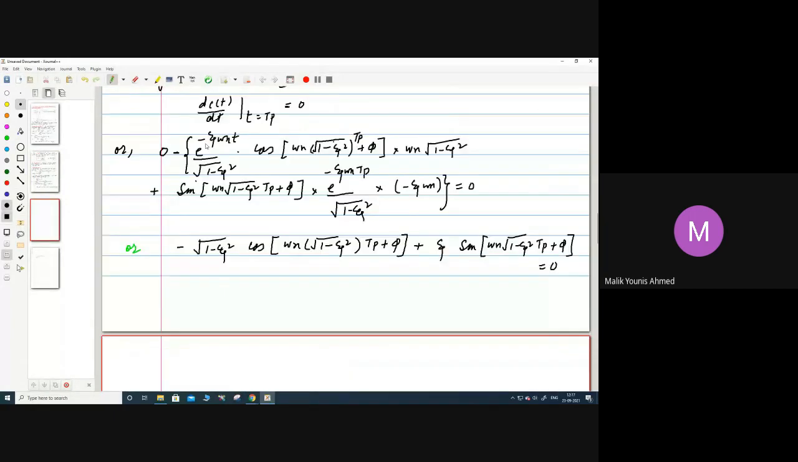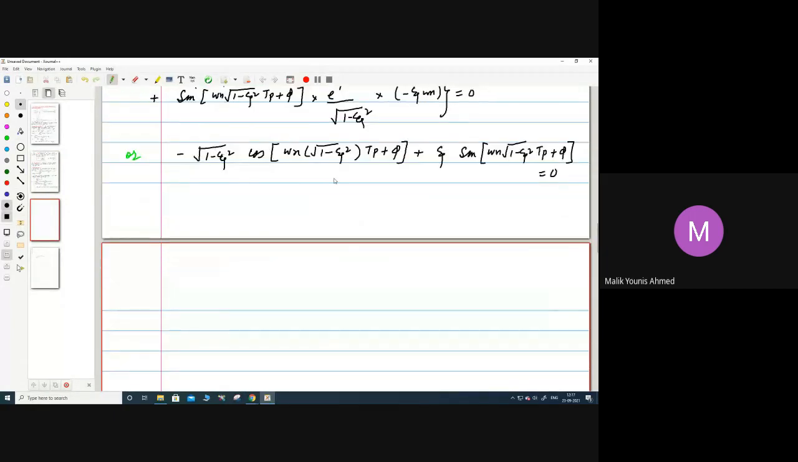Okay, let me add the page. So from here, I can write it like this. I want to just reshuffle it. I want to write it this way. Sine, I'll just reshuffle it. Sine under root of 1 minus xi square omega n Tp plus phi.